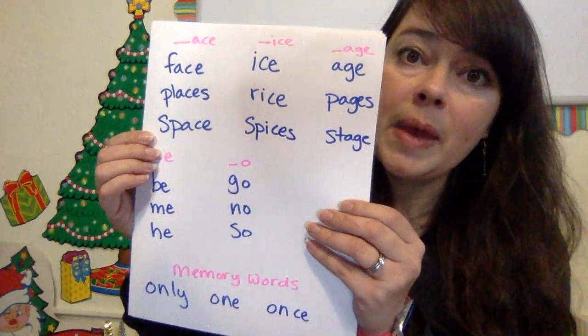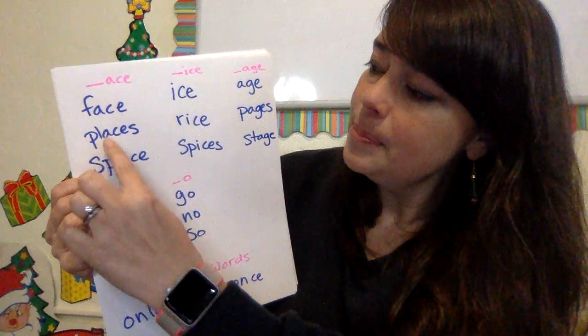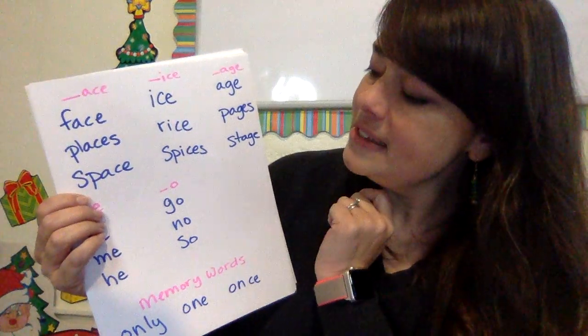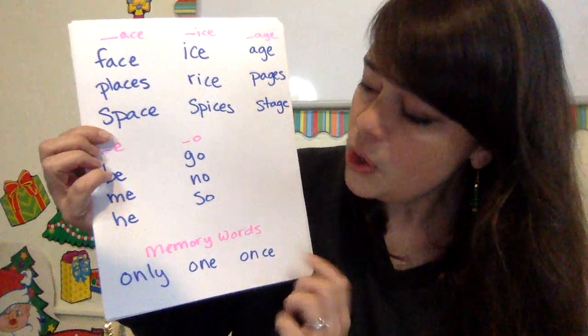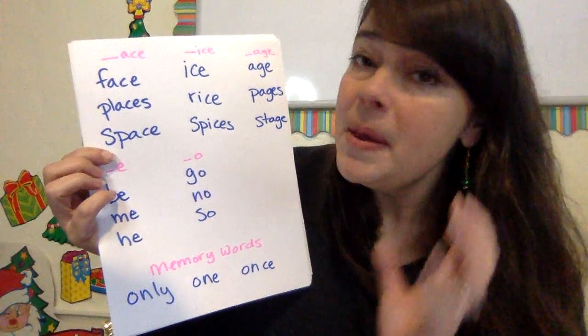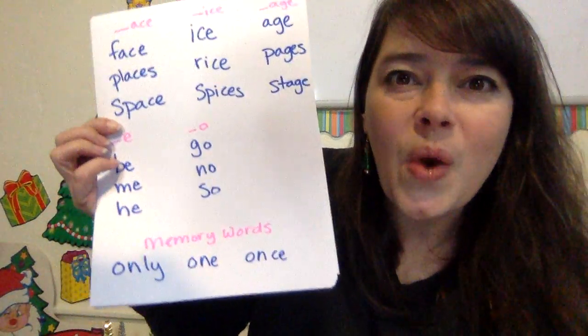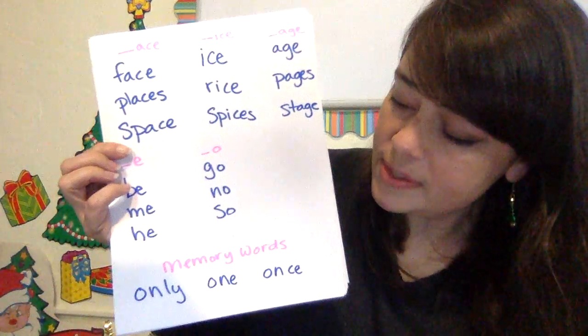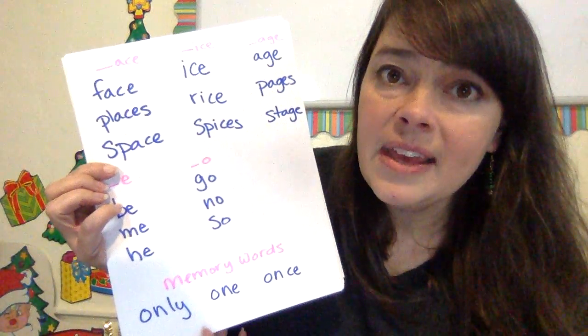And I know some of you don't have your books yet, but that's why I read that aloud to you. Now you also have a spelling list. You're going to introduce these new spelling words. Some of them are pattern words that follow the same pattern, like face, places, space, or ice, rice, spices. Okay, be, me, he. Some of them are memory words. They don't follow the rules, so you just have to memorize. You can't sound them out. Okay, only, one, and once. English is a funny language, and so there are some words that don't follow any of the sounding out reading rules. We just memorize how they are spelled.